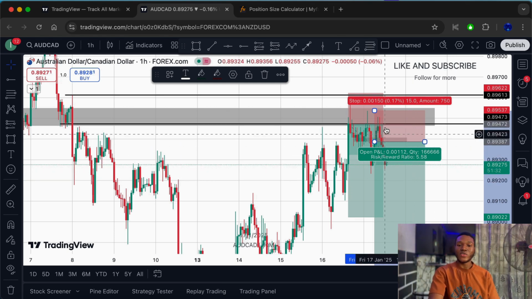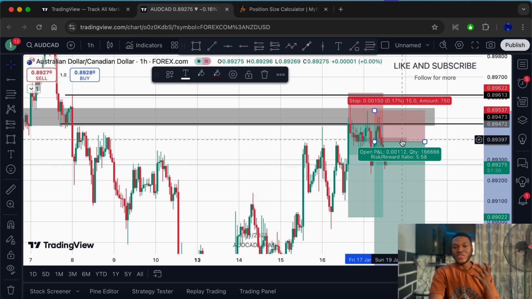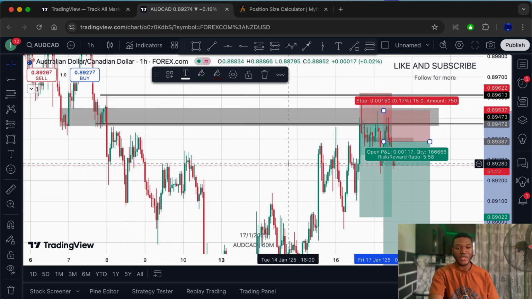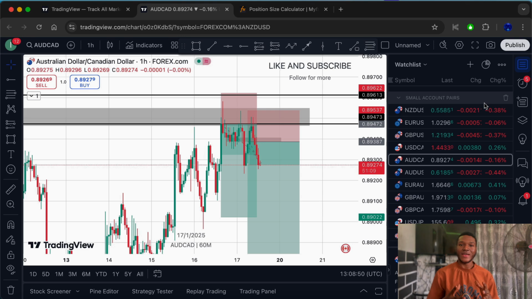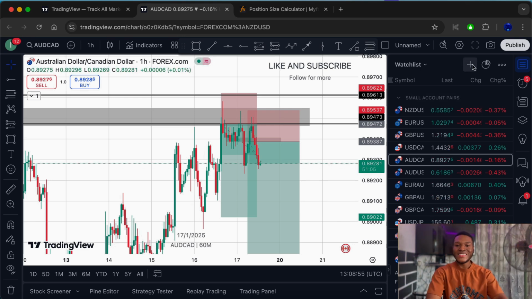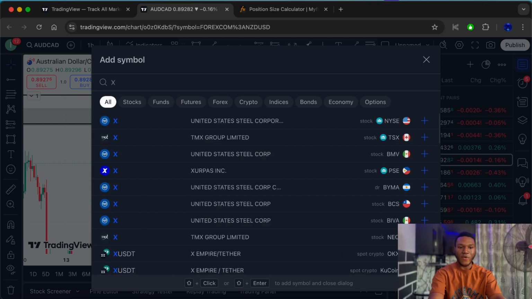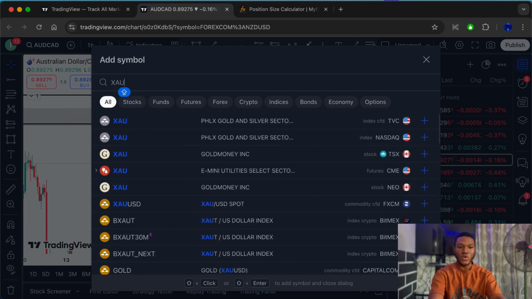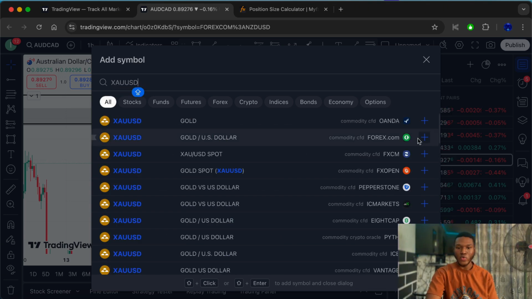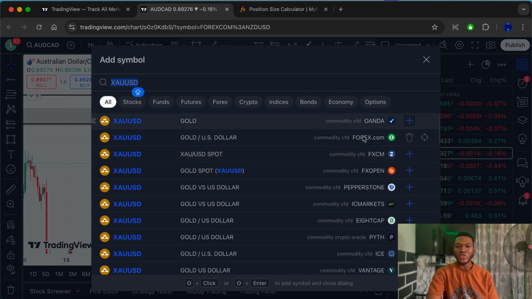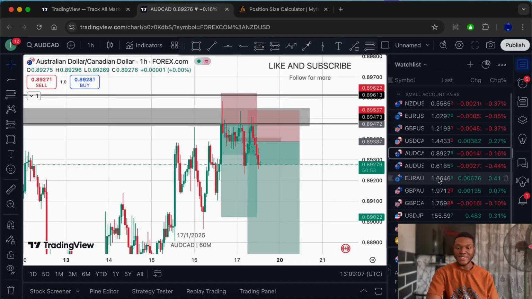And if it had gone against you and hit your stop loss, you would have lost just $2 on this particular trade. So the reason why you can trade other pairs on a small account like this is because I'm going to show you now. Let's say we wanted to trade gold. Gold in the Forex market is actually XAU USD. So I'm going to open gold right now so you guys can see why we cannot trade pairs like this on a small account.